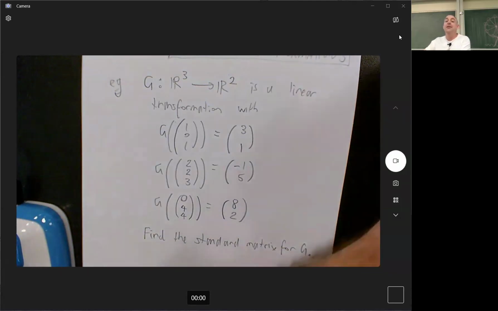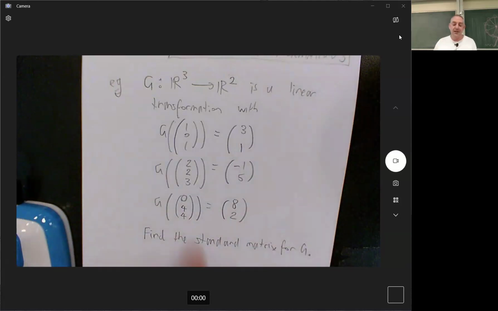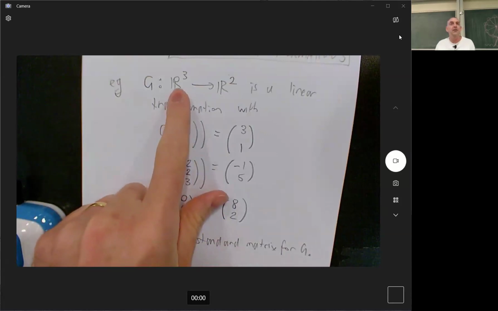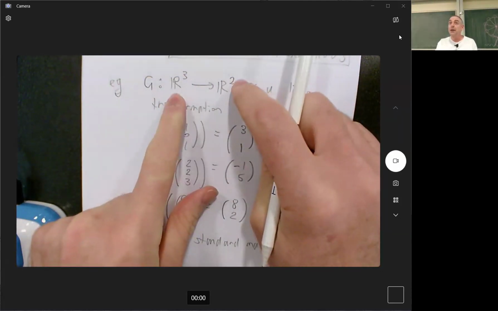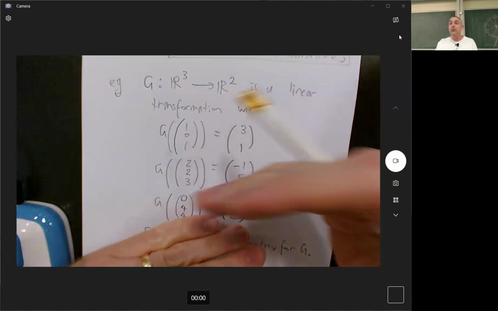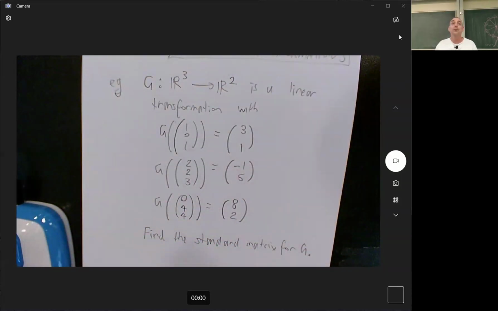Yes, it is in R3. I'm not going to be able to solve the problem unless I have 3 different inputs. Because the domain is R3, I won't be able to find the standard matrix without at least 3 inputs. If it went from R2 to R3, you would only need 2 inputs to solve the problem.